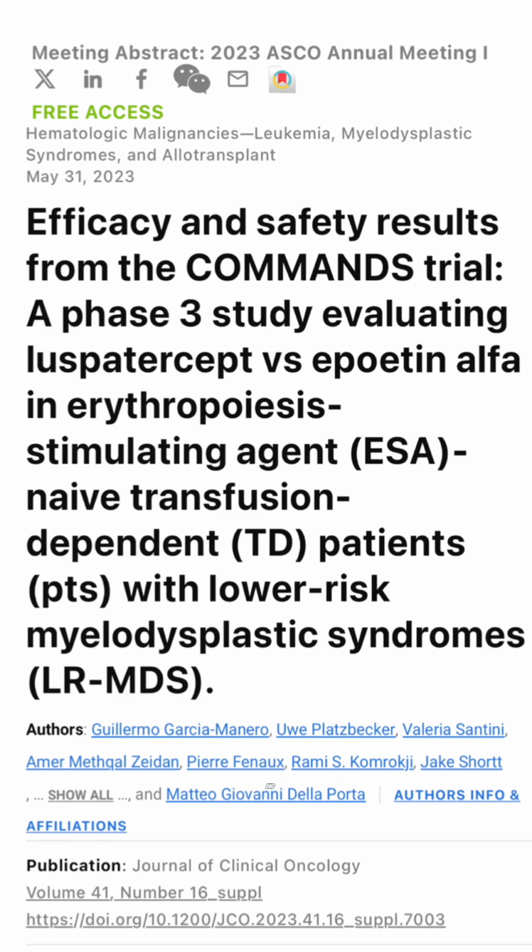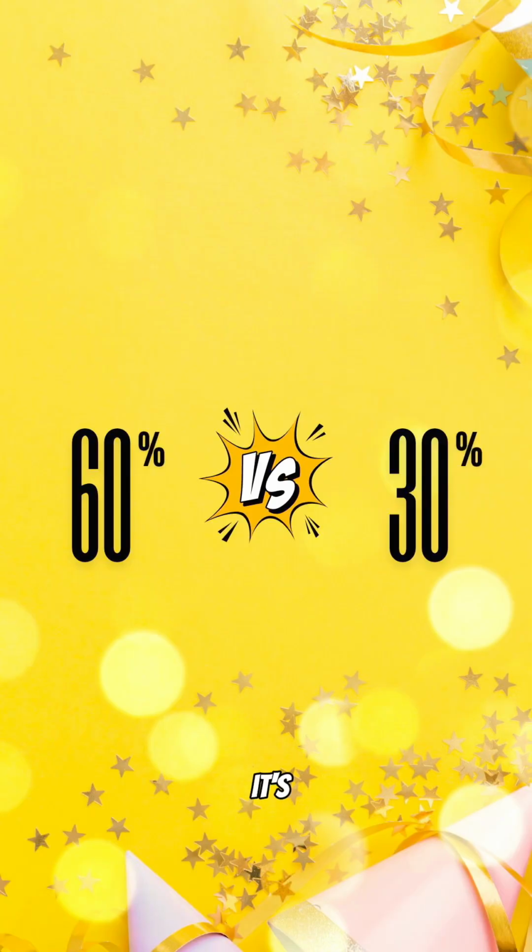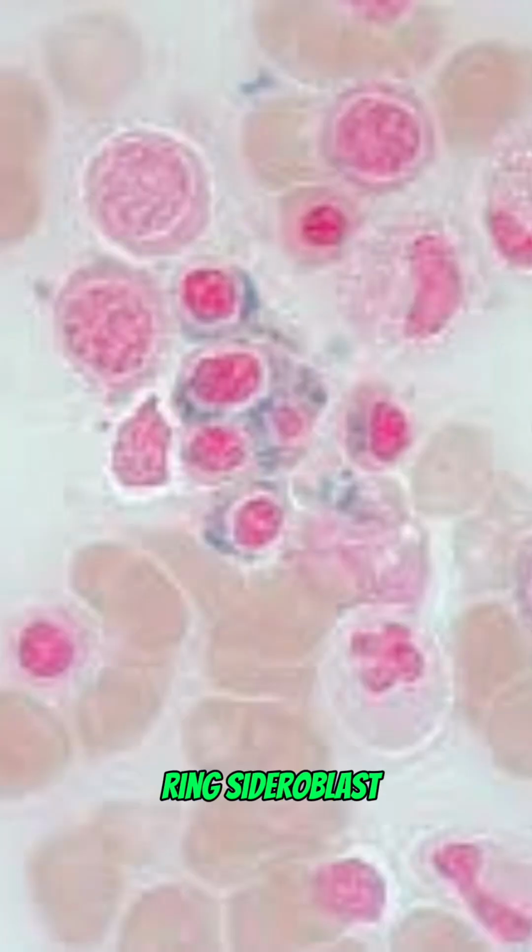What if you want to use Luspatercept earlier in a patient's disease course? Well, Luspatercept was also studied here and compared to ESAs and almost doubled the response rate at 60% versus 30%. It's important to remember that most of these responses were seen in patients who had ring sideroblasts. Dosing decisions for all these drugs must be considered when patients experience adverse events such as neutropenia or thrombocytopenia, in which case dosing may need to be decreased or even interrupted.